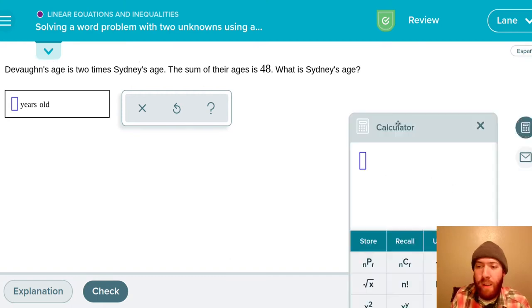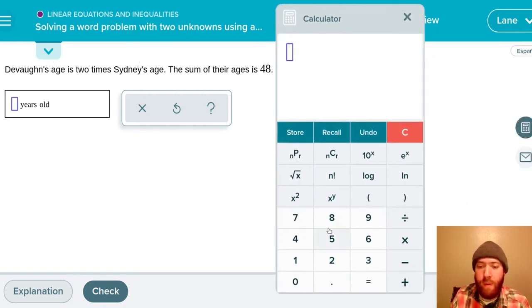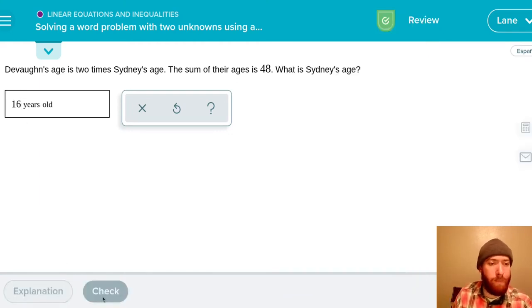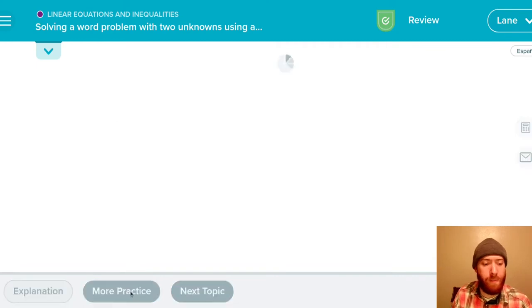So let's put that in the calculator here. I'm going to put in 48 divided by 3, and we get 16. So Sydney's age is 16. Let's check. Awesome. Let's do another one.